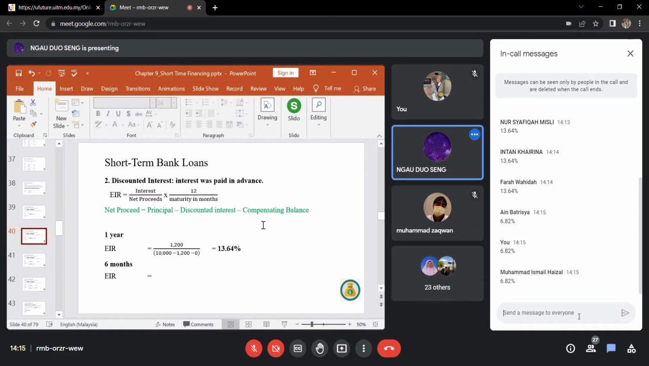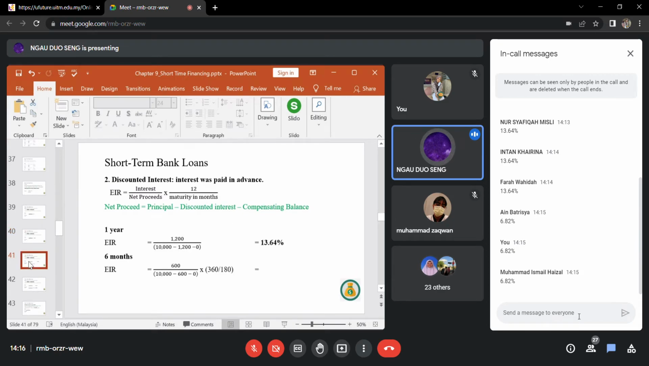So we check here. 6.8. Okay, so here we have this one is 6 months. So dia boleh letak 360 bahagi dengan 180. 6 month mean atau you can use 12 over 6 pun boleh kat sini. Is it 6.82%? Sebab yang ini adalah 6 months. So this one you have to change. This one you have to bahagi 2 for interest.